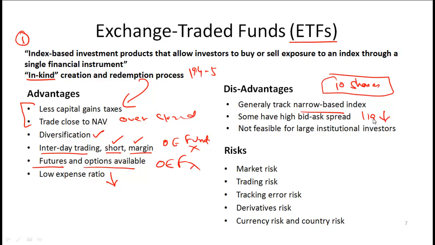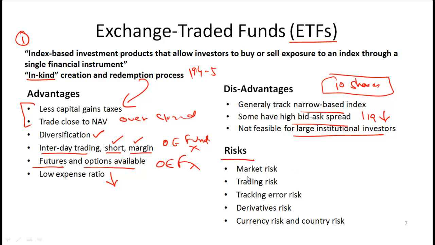Another possible disadvantage is that the liquidity sometimes of an exchange traded fund is low. If the liquidity of an ETF in a given country is low, that means the bid-ask spread is going to be high. And finally, ETFs are not always feasible for large institutional investors. So for large investors, they might create their own fund which tracks a given index. So obviously the large institution can decide for itself whether ETFs are feasible or not, but studies have shown that in general they are not so feasible for large institutional investors.